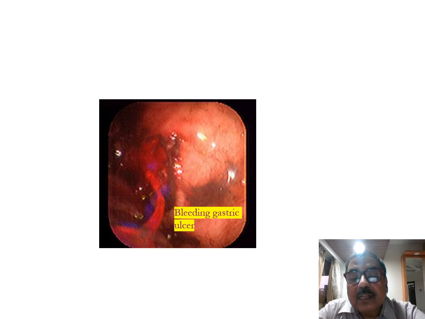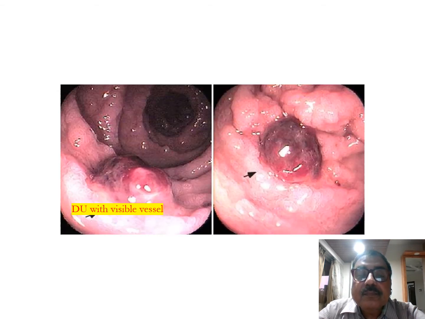What I have shown you is the UGI image. What you are finding here, this black one, is the bleeding gastric ulcer. This bleeding gastric ulcer, if you can find it, you can easily treat it with adequate therapy and go ahead. What you are finding is the duodenal ulcer with visible vessel. You see here, this is the duodenal ulcer with visible vessel. So that is very important. These images have already been asked in the NEET exam, and that is why I am emphasizing them. Please go through them and benefit.